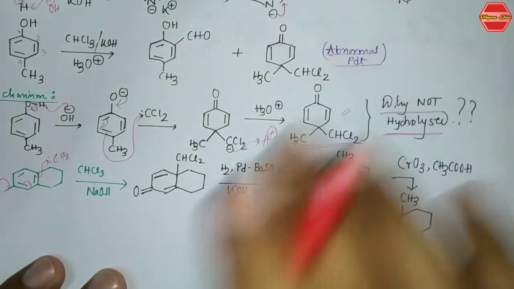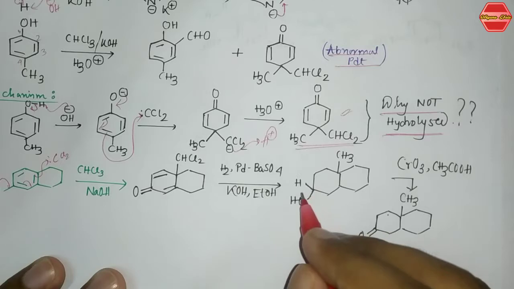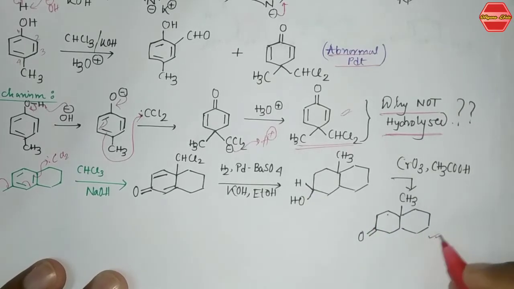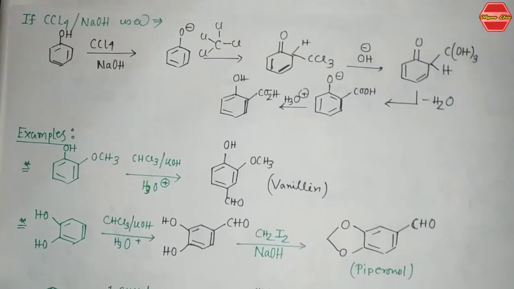I already made that video. So this is your CrO3 and acetic acid. This secondary alcohol is oxidized to this ketone, right? So this is your product from the abnormal product. Now let's see some different examples for this reaction.